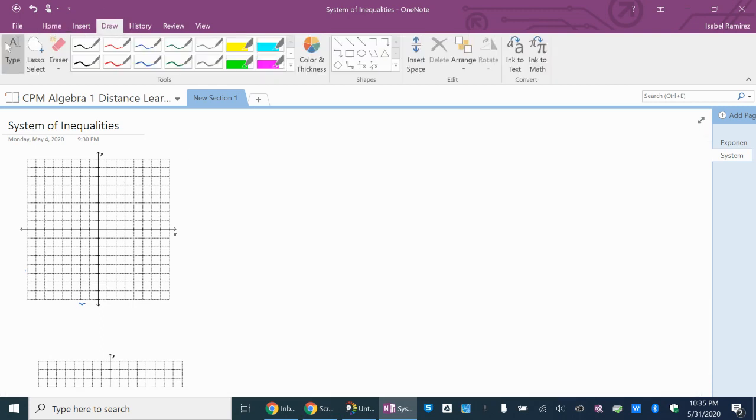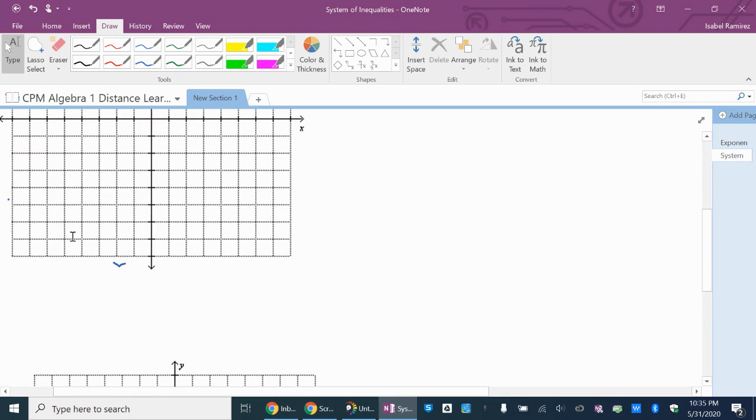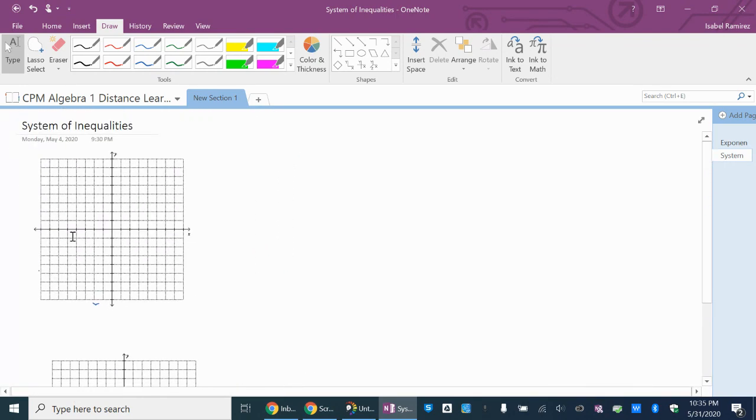Hey guys, so today I'm gonna talk to you guys about a system of inequalities. But before I do, I just want to do a quick review because systems of inequalities, like systems of equations, are related. Is that the word I'm looking for? They're similar.